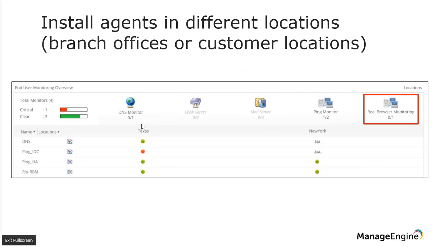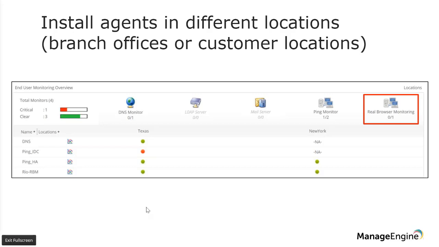Now, as you can see, these are two agents that I have named Texas and New York. So these two agents will constantly collect information from these locations and then send it back to my parent setup, wherein I can analyze the performance of my servers located in different parts of the world from the convenience of my desk and my parent Applications Manager setup.